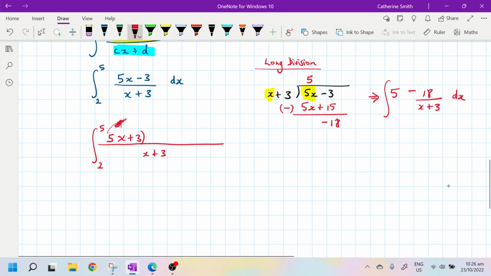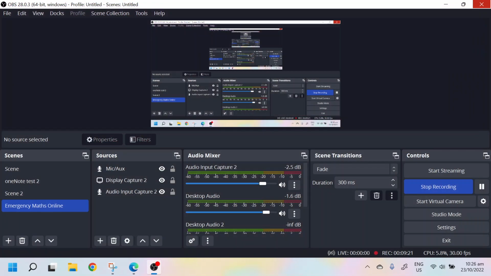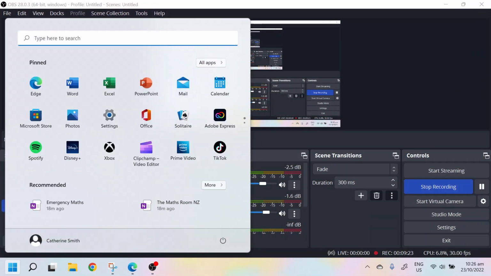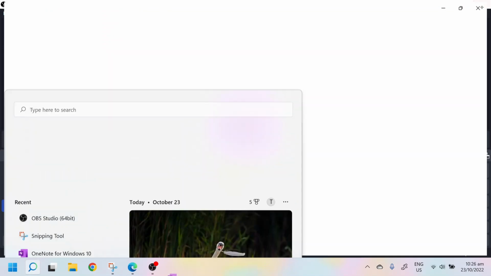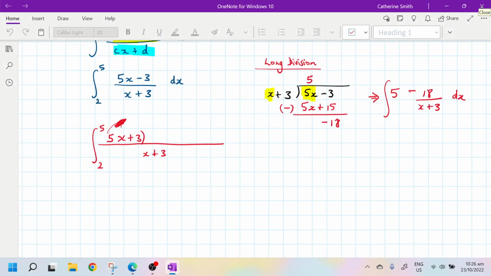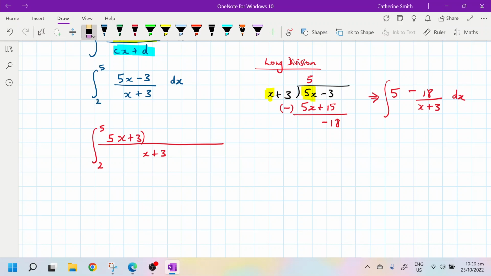Let's have a look. I had this the other day. Let me just reopen that. It jammed on the changing the tools. Let's have a look. Trying to rub that out. There we go.